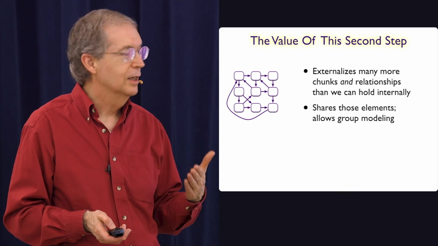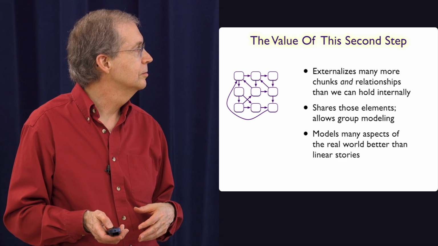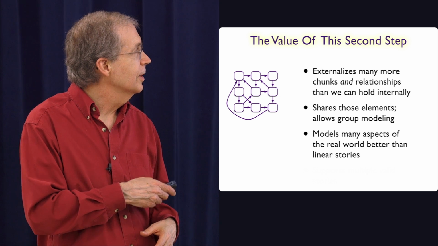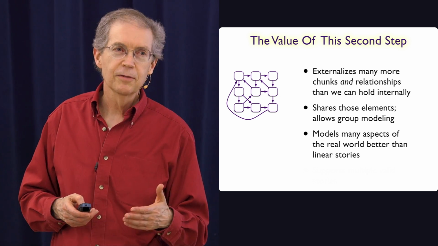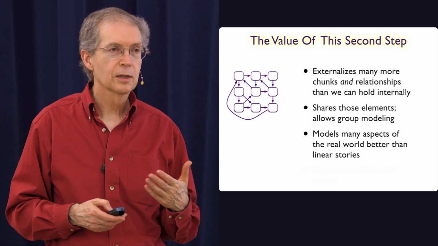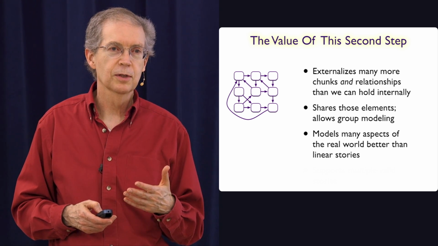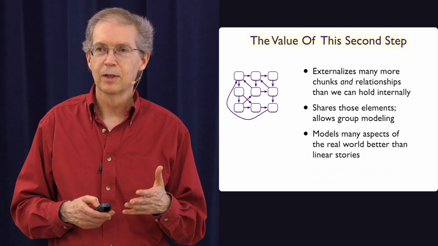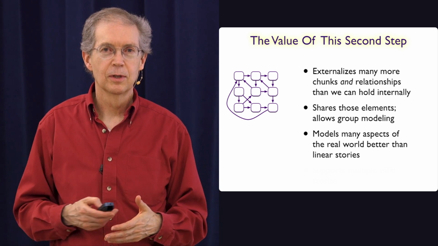And again, it's sharing so you can do group model building. These kinds of models with a lot of feedback loops and connections fit a lot of aspects of the real world much better than just linear stories. If you look at an ecosystem, yeah, you can find stories in it, but the stories are not the primary way that an ecosystem flows.